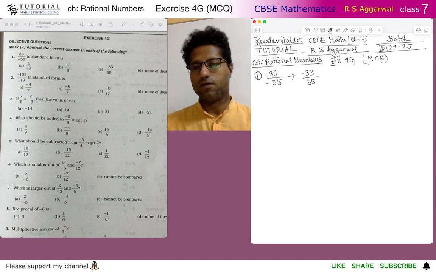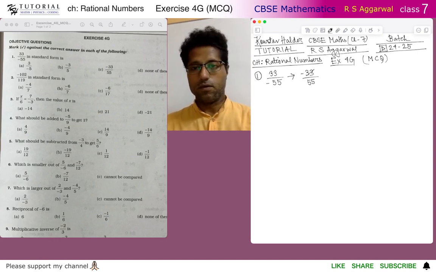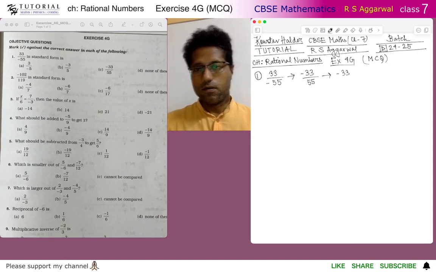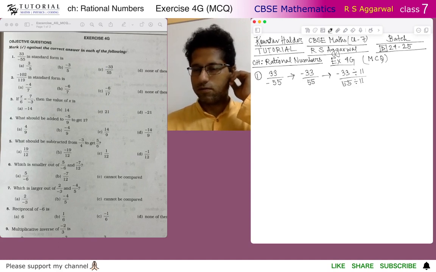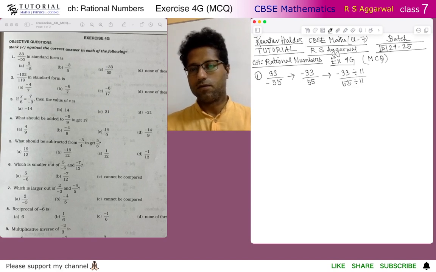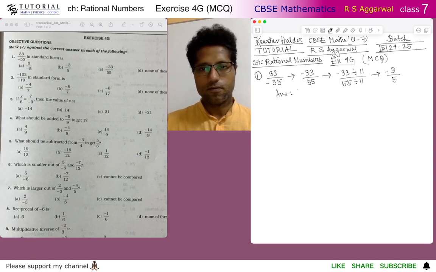Now we see that 11 is a common divisor of the numerator and the denominator, so we divide by 11. We know that for a rational number, the rational number remains the same when we multiply both the numerator and the denominator by the same non-zero number, or we divide both by a non-zero number. So we can do this. We divide both the numerator and the denominator by their common divisor, and this becomes minus 3 by 5. So minus 3 by 5 is the result. So the answer is B.